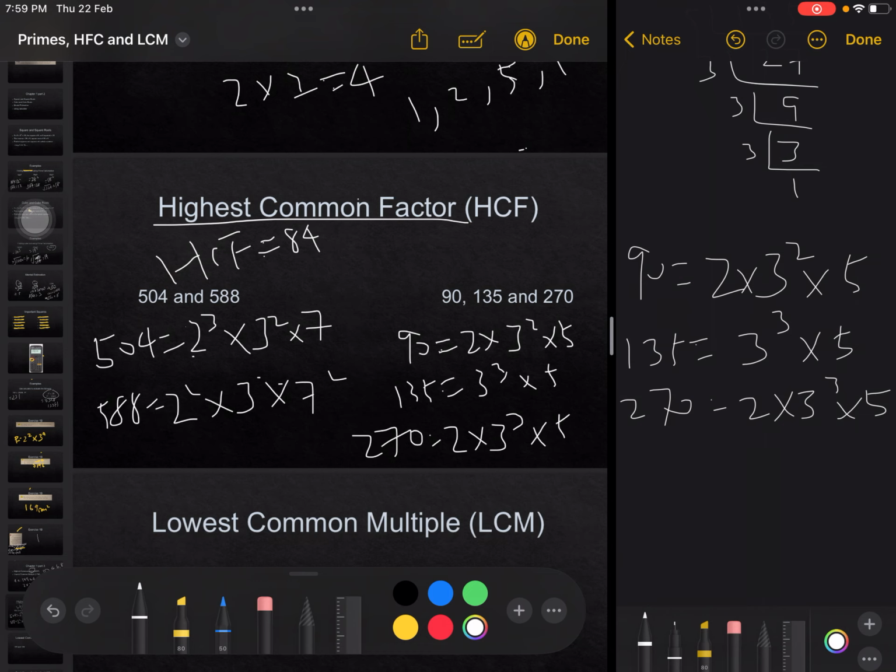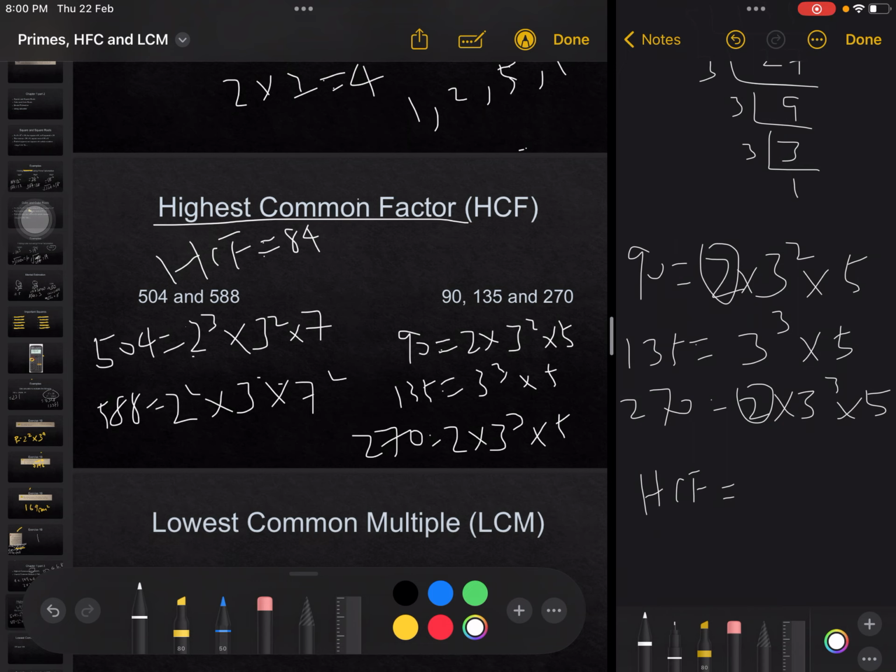Okay, again we pick the highest power for the common factors. Sorry, my bad. We pick the lowest power. Okay, for HCF it is the lowest power, so we pick the lowest power. So this is power 2, power 1, power 1. Here we don't have 2, so for the HCF, we will not have the 2.